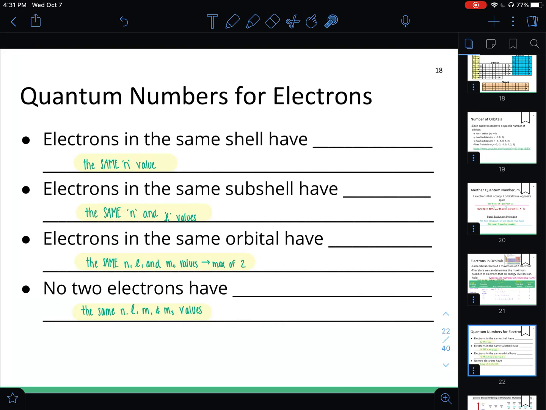All right, let's do a little recap. So electrons in the same shell have the same n value. Electrons in the same subshell have the same n and L value. Electrons in the same orbital have the same n, L, and m sub L values, but only a maximum of 2 electrons can have all 3 of those values the same. Then no 2 electrons can have all 4 of the same. Like I was saying earlier, the m sub s will be different because one will have a positive spin or spin up, and the other will be down.